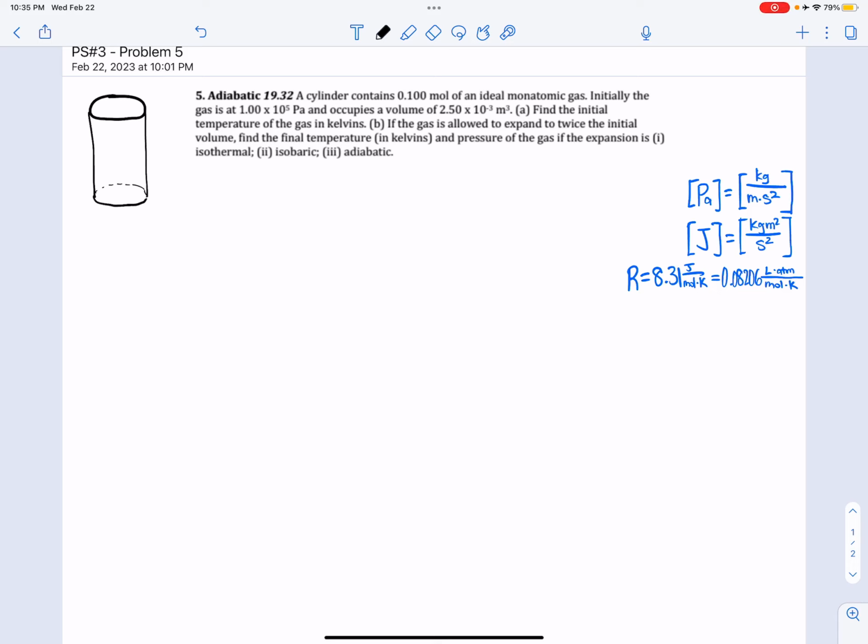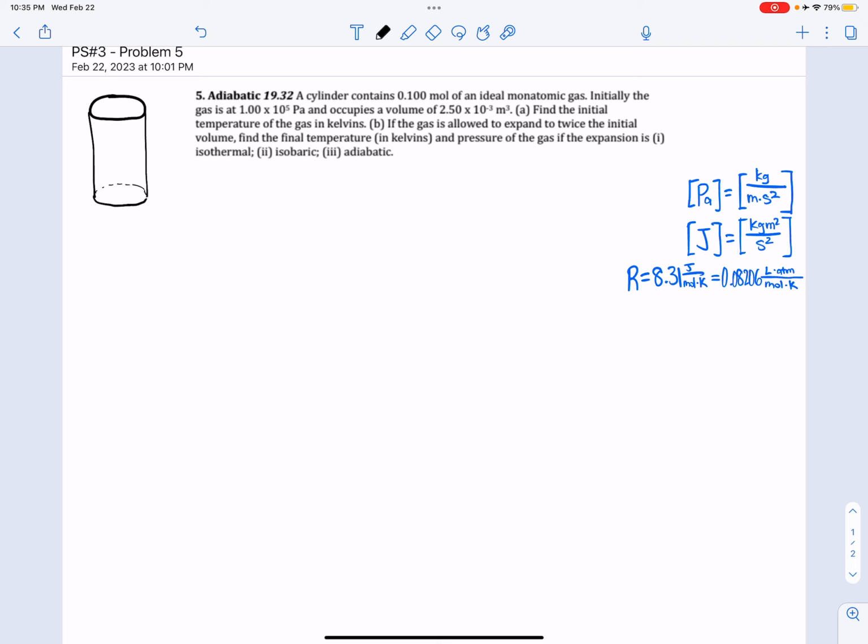Hello everyone, this is problem set 3, problem 5. A cylinder contains 0.1 moles of an ideal monatomic gas. Initially, the gas is at 1 times 10 to the 5th pascals and occupies a volume of 2.5 times 10 to the negative 3 cubic meters. For part A, find the initial temperature of the gas in kelvins.